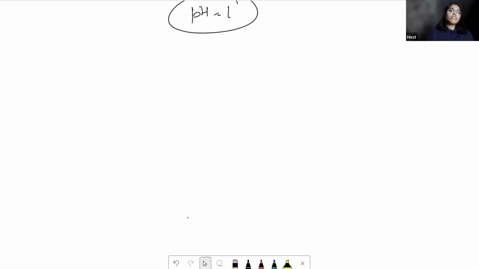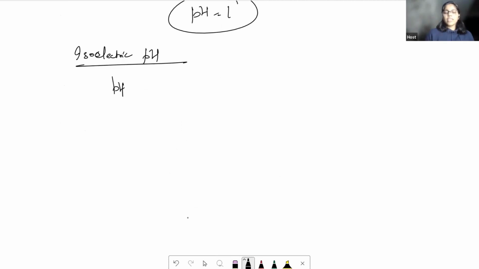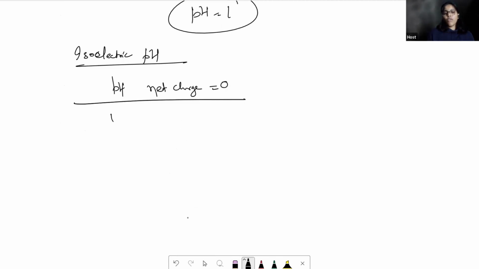In amino acids, one more important point is isoelectric pH. Isoelectric pH is the pH at which the net charge on the amino acid is 0. As we have already seen, for uncharged amino acids you will have almost the same isoelectric pH, or the PI. But for the charged amino acids, the PI is going to change.